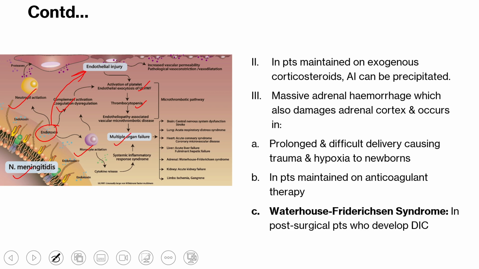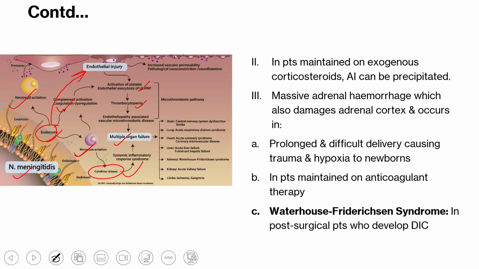Similarly, the monocytes activated by this endotoxin result in massive release of cytokines, which lead to the secretion of inflammatory mediators, which also results in multi-organ failure. And the neutrophils, which have been activated earlier, result in the production of proteases, which have various effects on cellular structures. So all these things contribute to the multi-organ failure which can be seen in a post-surgical patient who is developing disseminated intravascular coagulation.